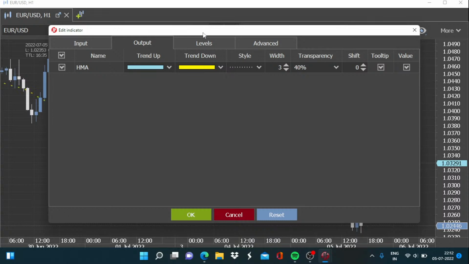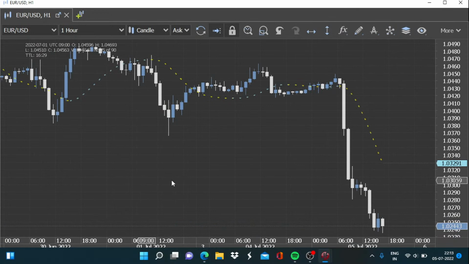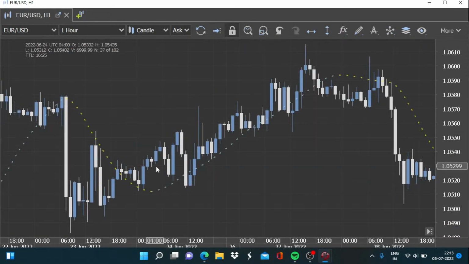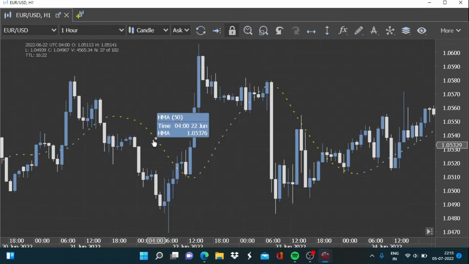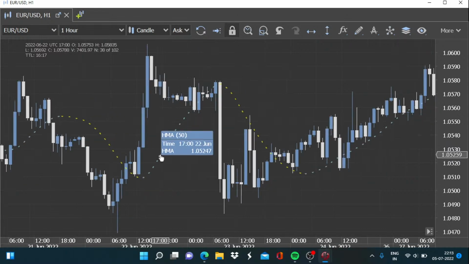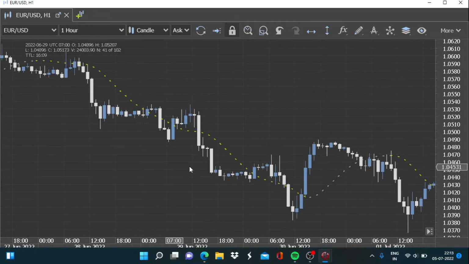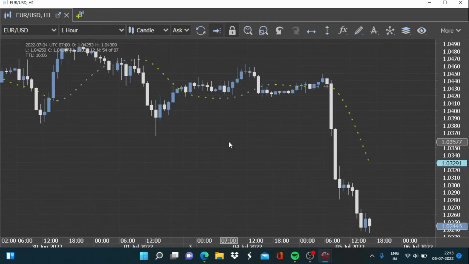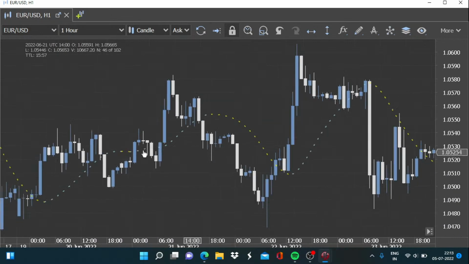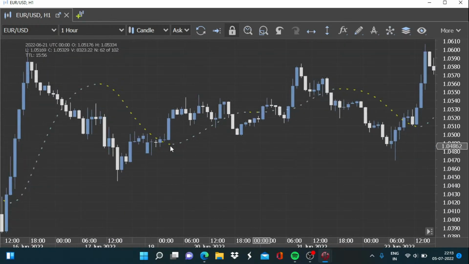You can also apply different colors to the uptrend and downtrend, so that it becomes quite easier to spot whenever the trend change happens. Now the declining trend, the downtrend, is being plotted with the yellow color, whereas the uptrend is being plotted with these blue dots. So we have these color changes notifying us of the trend change in the underlying instrument. Whenever the trend changes, the HMA shifts direction. We can easily spot it using these various color combinations on the JForex platform.